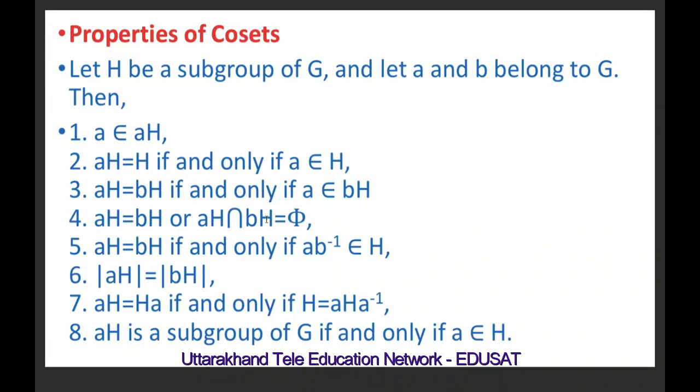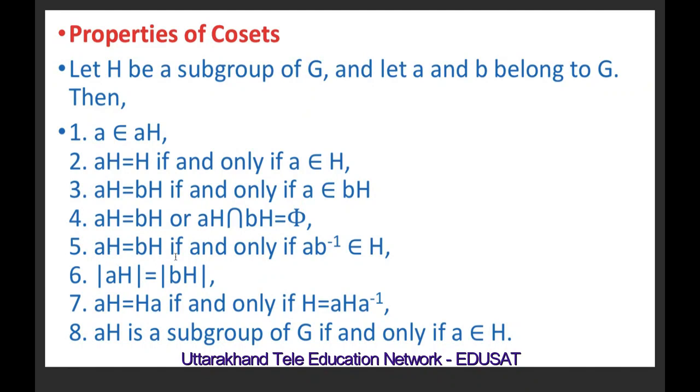And we call this the properties of cosets. Let H be a subgroup of G and let a and b belong to G. Then number 1, a belongs to aH. Number 2, aH is equal to H if and only if a belongs to H. Number 3, aH is equal to bH if and only if a belongs to bH. Number 4, aH is equal to bH or aH intersection bH is equal to phi, which means the intersection is the empty set, which means the given sets are disjoint.